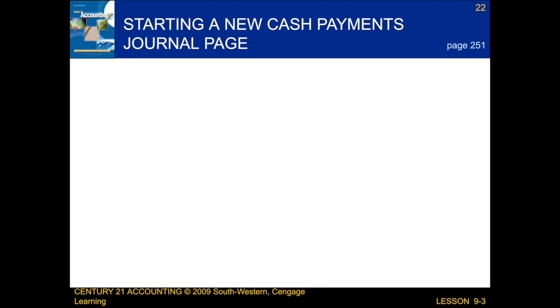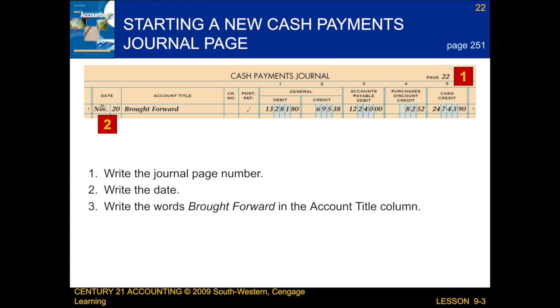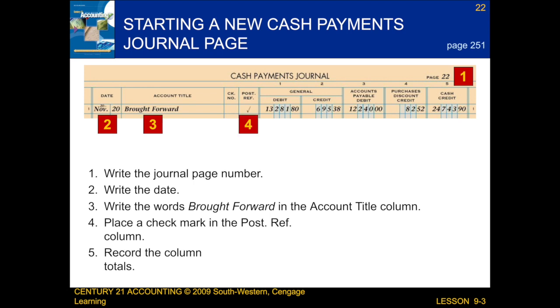Next, we're going to be talking about starting a new cash payments journal page. When we start a new cash payments journal page, there are a few steps that we follow. First, we write the journal page number. Next, we write the date. After that, we write the words brought forward in the account title column. Next, we place a check mark in the post reference column. And finally, we record the column totals.